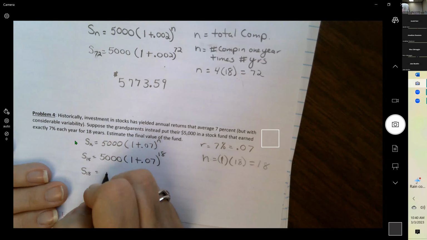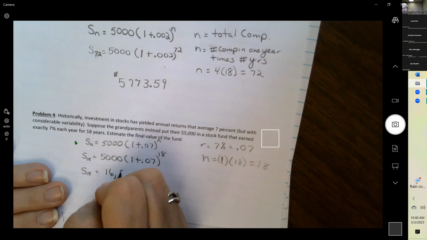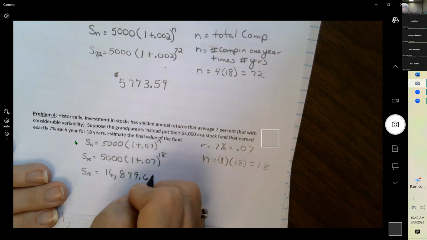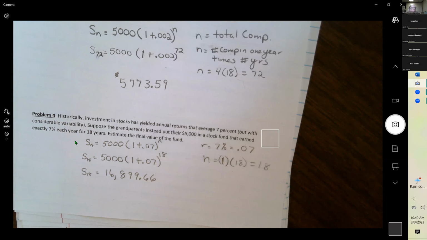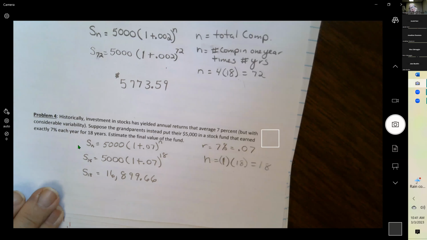Beginning $16,899.66. Any questions on that? So always be careful of the units. This one was in years, the other one said quarterly. Any questions? Let's try the homework then, because the homework will be similar to that.